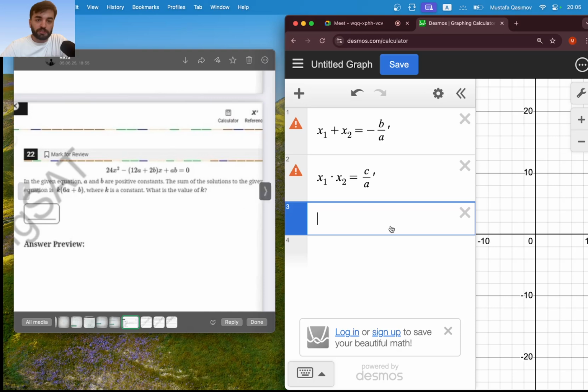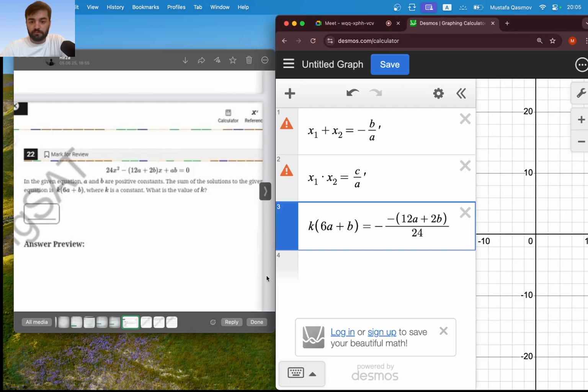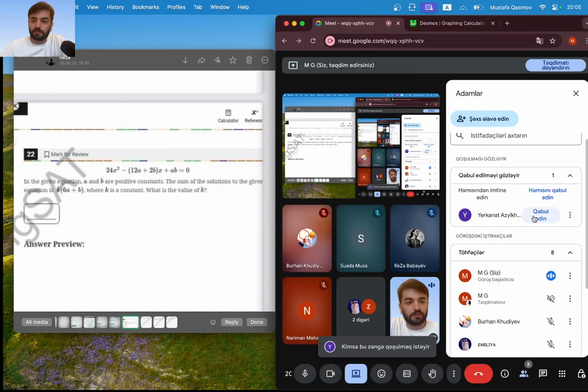It says the sum of solutions is equal to k multiplied by 6a plus b. So b here actually is the coefficient of x, so it is negative. It becomes 12a plus 2b over 24, like that. After that, you can do simplification here. You can take 2 out of the bracket, then do elimination, then you will get the answer.